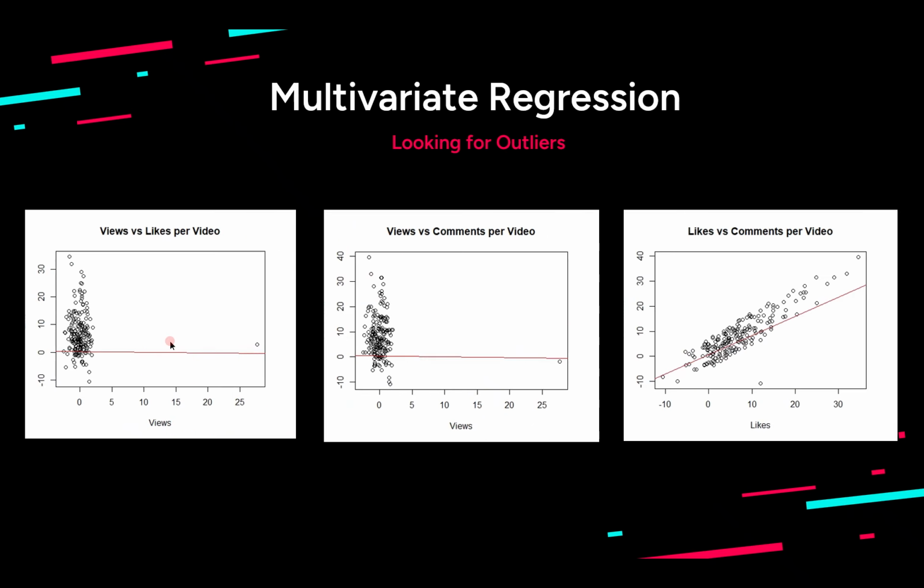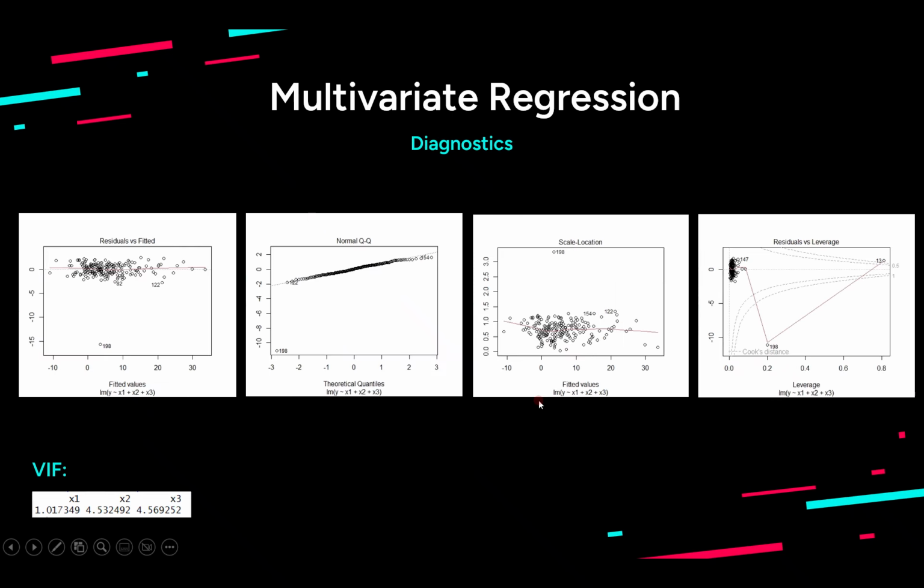But continuing on, we can look for outliers, and we can see that there is really no relationship in these two, and we can see the outlier over here. We can continue to our diagnostics and see that there is no relationship here. And we can see that in the QQ plot there is kind of the same thing. Also, the same goes for this plot, and we can see that 198 is an outlier here.